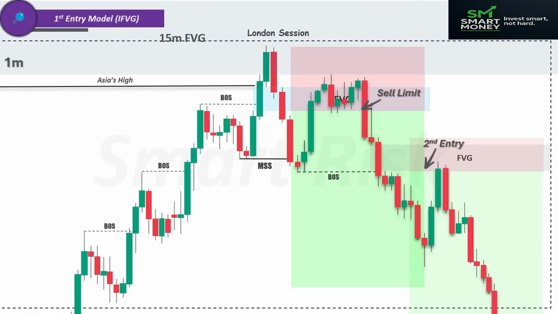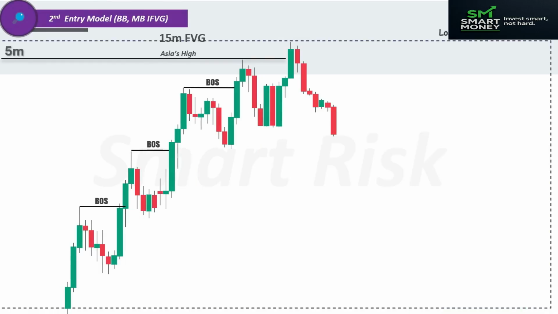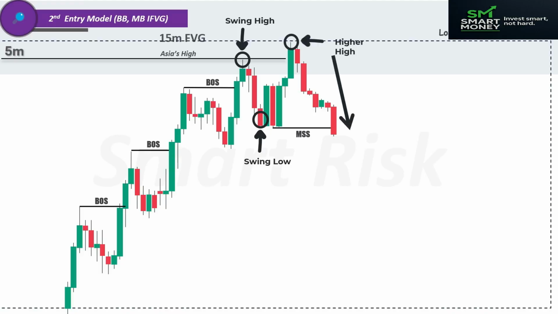Now, before we continue, choose the 5-minute chart as your entry time frame, then right after the liquidity sweep and higher time frame fair value gap delivery, you must look for either a breaker block or a mitigation block. For a valid bearish breaker block, price should first create a swing high, then a swing low, followed by a higher high. After that, we need to see an immediate bearish expansion that breaks the structure and confirms the shift.